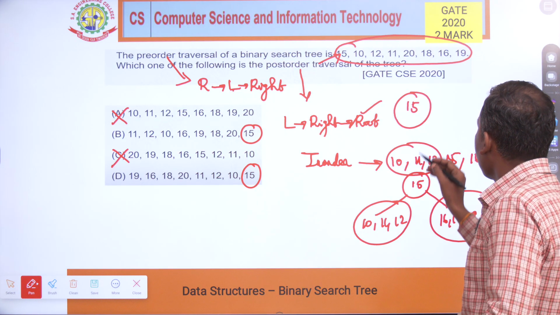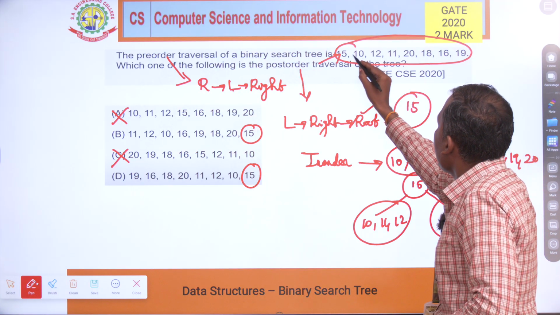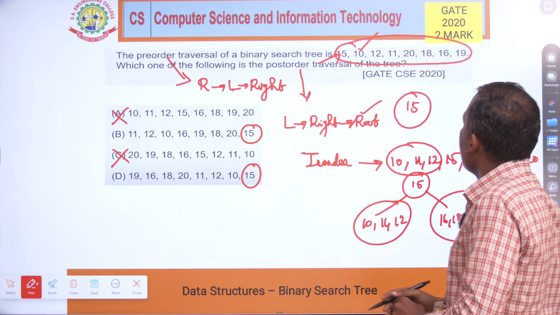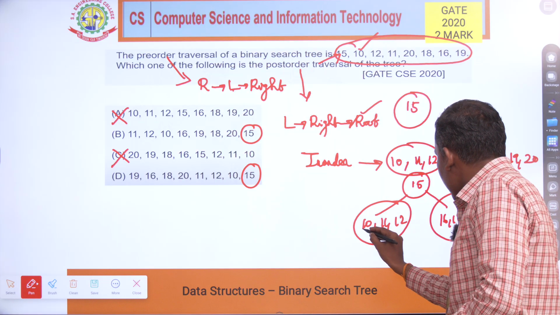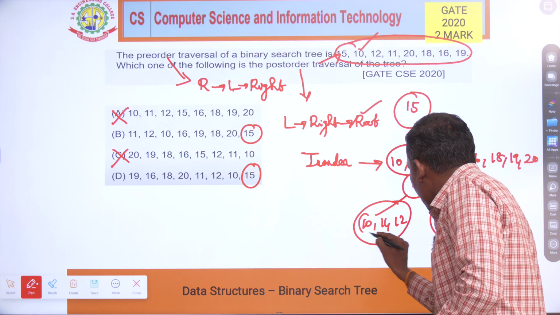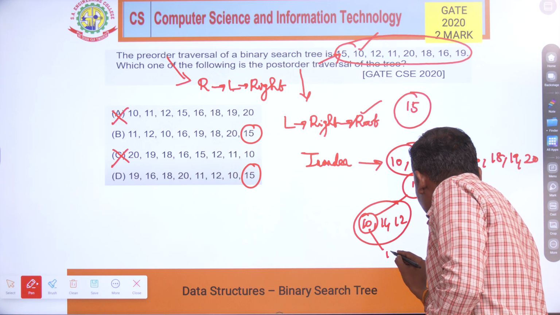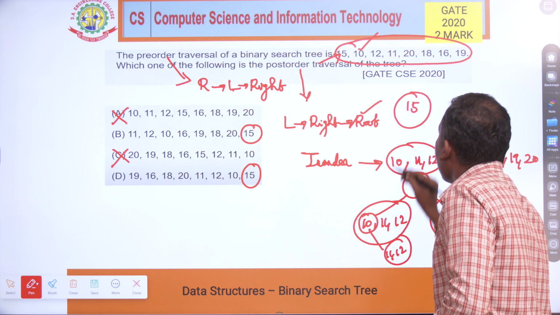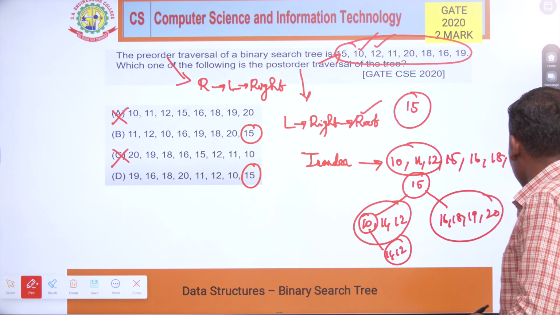Again, next, after 15, the next element is 10. So 10 is the root. In 10, 11, 12, again 10 is going to be the root, and 11, 12 come here. Again, the next root is actually what? 12, right?